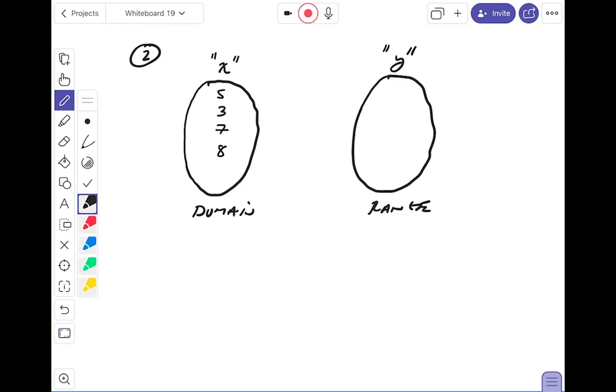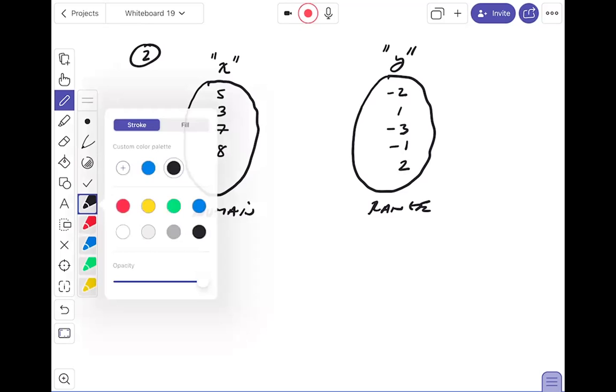And what's it going to be? I'm looking at the numbers. -2, 1, -3, -1, and 2. All right. I'm going to take my arrows in now. I'm looking at them. I'm not trying to memorize.